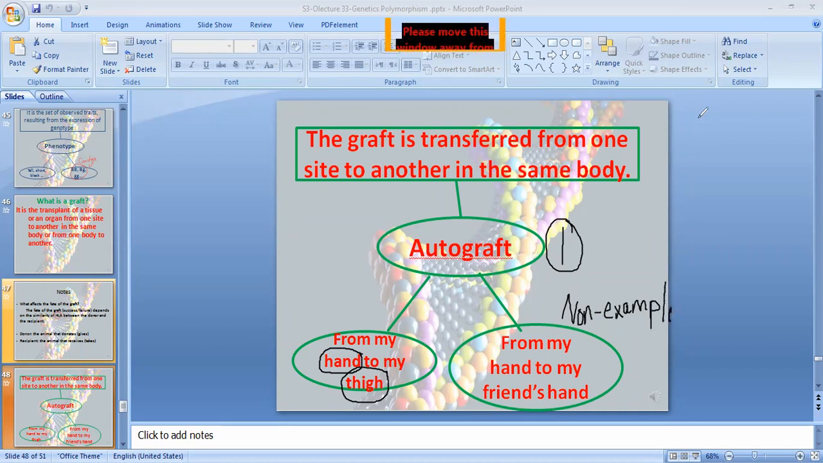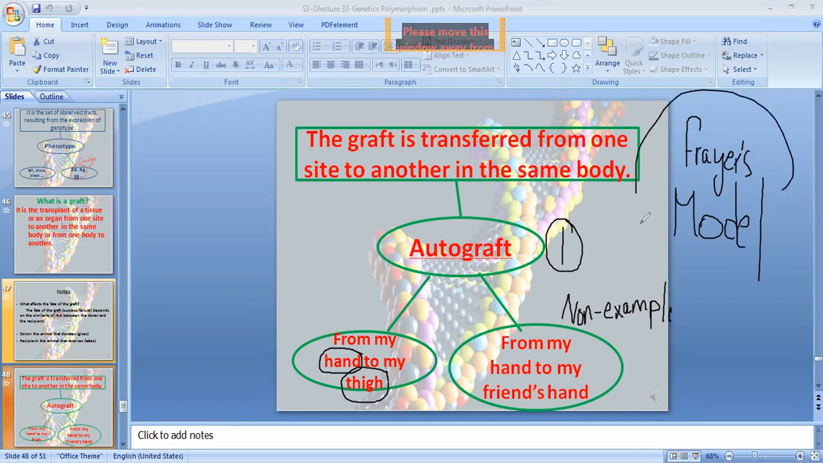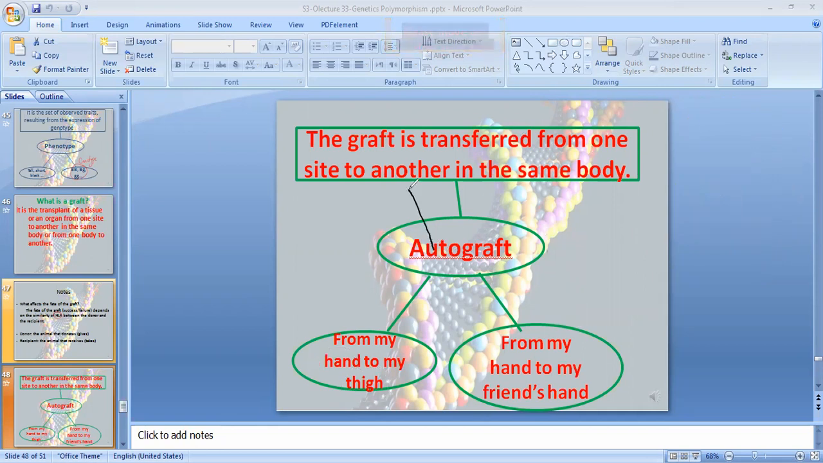This model is called the Frayer model. What does this mean? The Frayer model works to give the definition and then moves to talk about the example and non-example. So to illustrate the differences between these two, it's called the Frayer model.